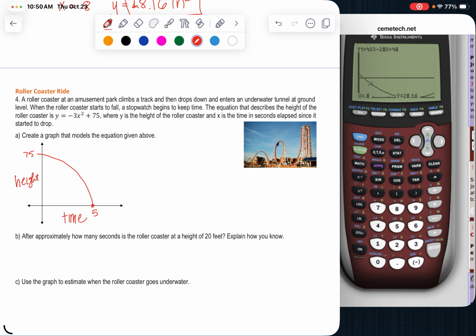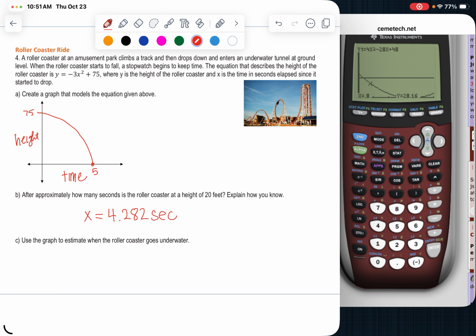All right, so B's answer: after approximately how many seconds is the roller coaster at a height of 20 feet? Graph the line y equals 20. You get x is equal to 4.282 seconds. And then C, use the graph to estimate when the roller coaster goes underwater. When it goes underwater would be right here, and that is 5 seconds. You find that using the zeros. Okay, that's it for the first lesson on using your graphing calculator to graph quadratics.